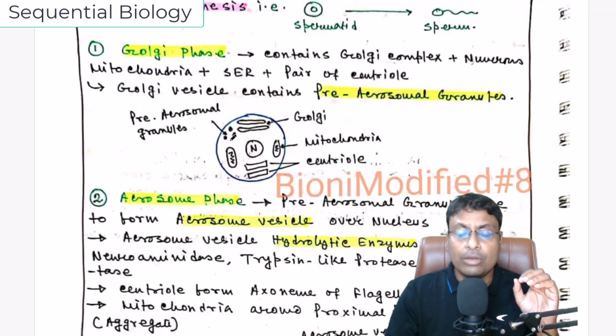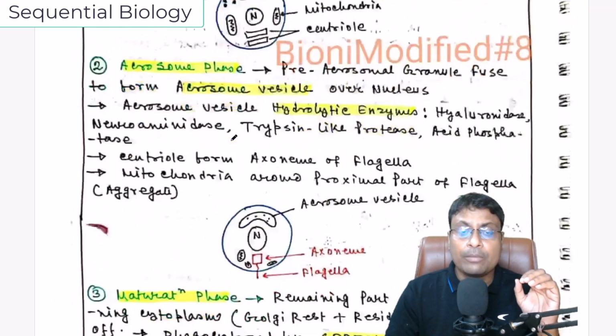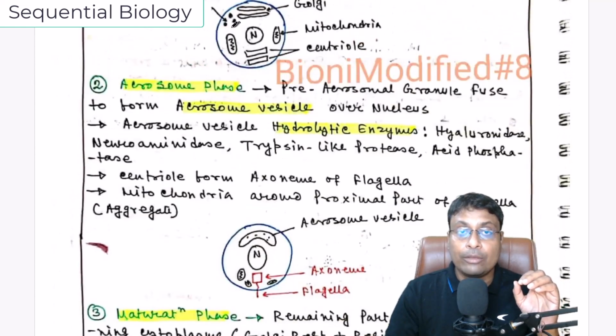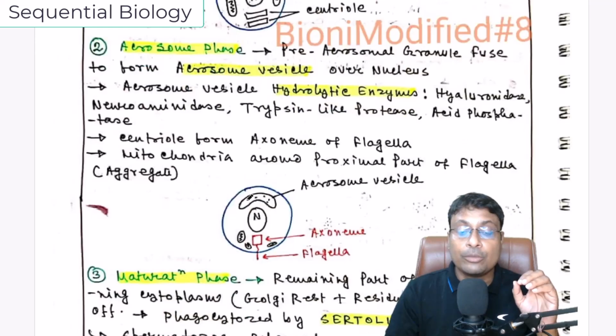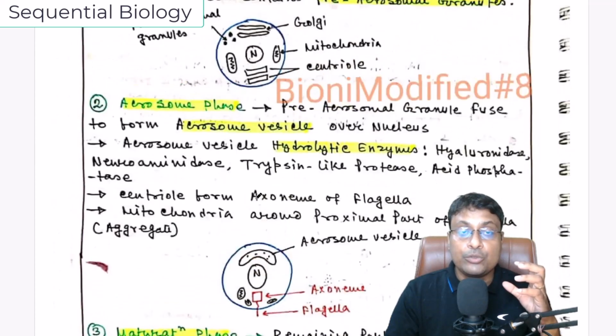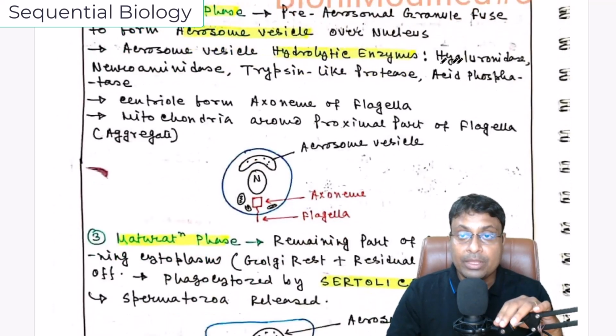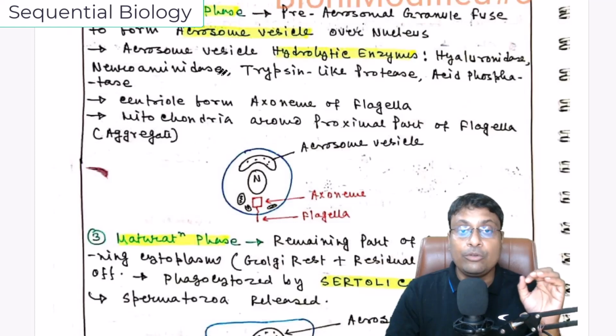These are present in the Golgi phase, and the next phase of spermiogenesis is known as the acrosome phase. The pre-acrosomal granules fuse to form the acrosome vesicle over the nucleus. We know the acrosome cap is present just over the nucleus, and this acrosome vesicle is formed due to the union of the pre-acrosomal granules. The acrosome vesicle contains many hydrolytic enzymes like hyaluronidase, neuraminidase, trypsin-like protease, and acid phosphatase.